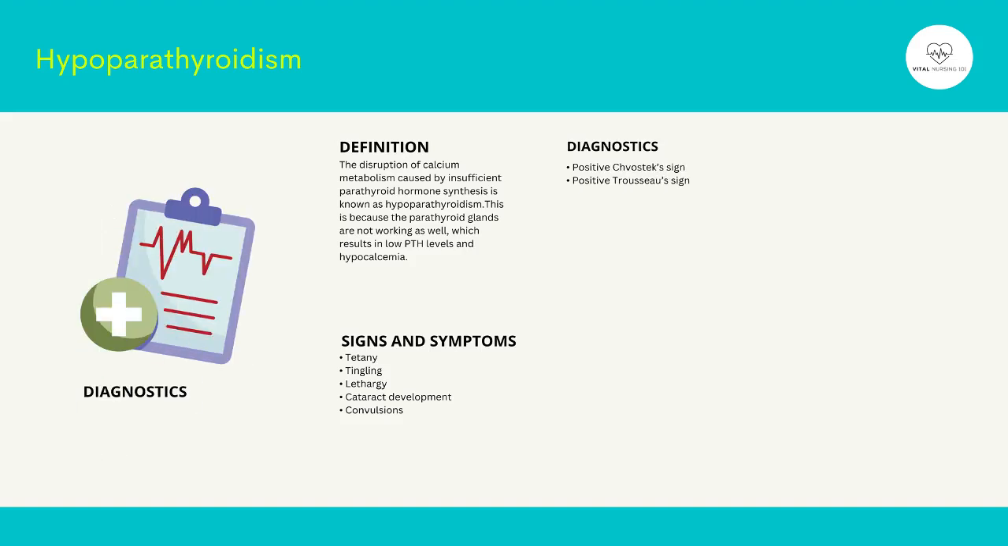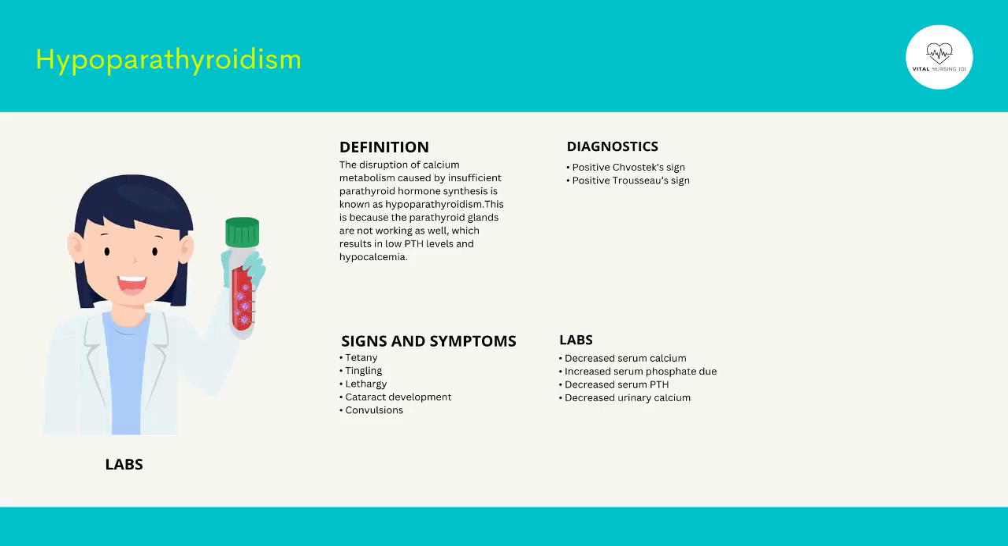Now let's go over important labs. Labs will reflect the following: decreased serum calcium due to low levels of PTH, increased serum phosphate due to low levels of PTH, decreased serum PTH from diminished secretion from the parathyroid glands, and decreased urinary calcium from diminished PTH.